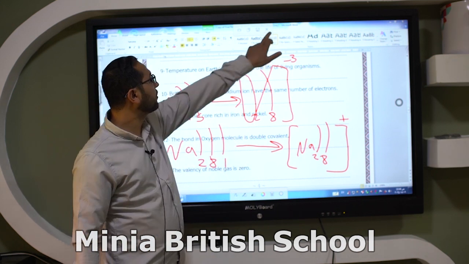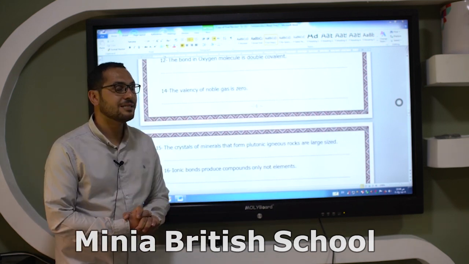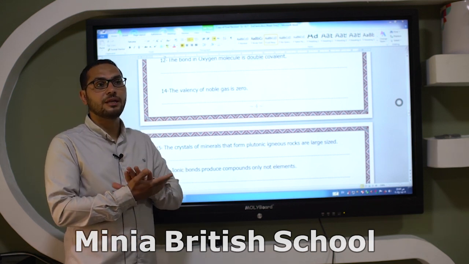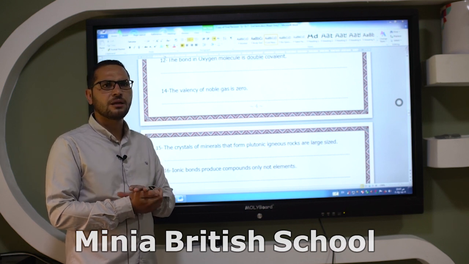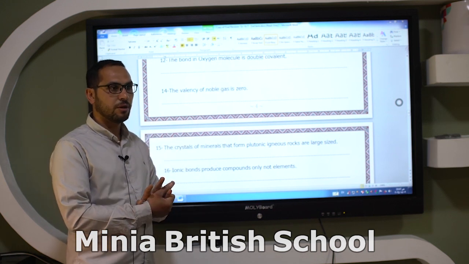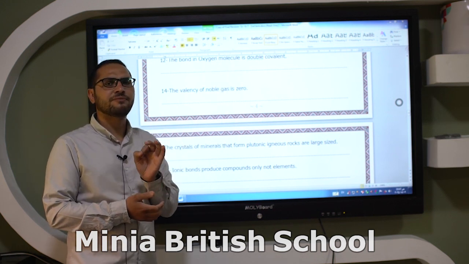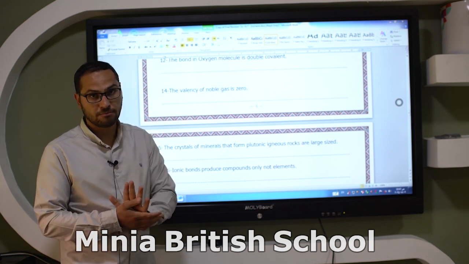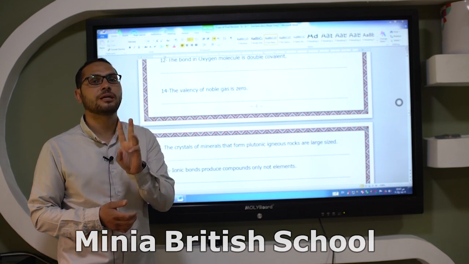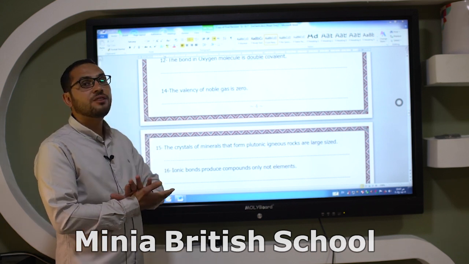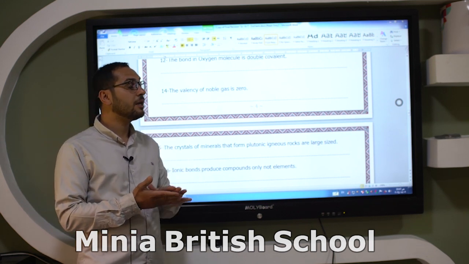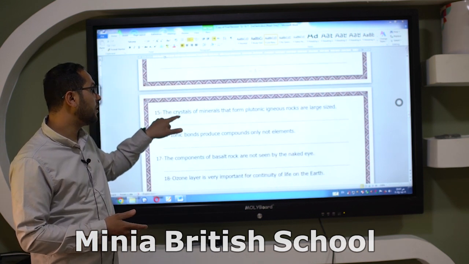Number 14, the valency of noble gases is 0. As you know, the noble gases are completely filled with electrons. What is the meaning of completely filled? The outermost energy levels are completely filled with electrons, exactly 8 electrons, except helium. Helium is the only noble gas filled with 2 electrons. So they don't participate or share in chemical reactions. Why? Because they are completely filled with electrons.